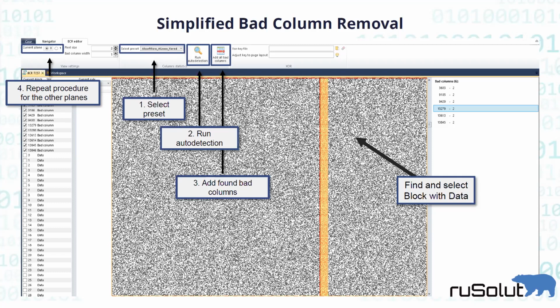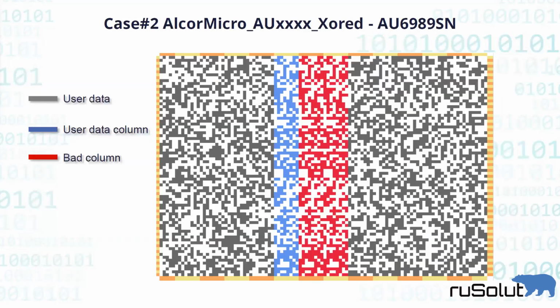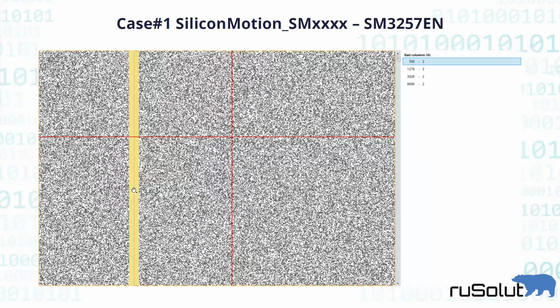For this webinar, we prepared 2 practical cases. So now we will go through these cases, and you will see how this new bad column remover works in practice. Let's open the first case.